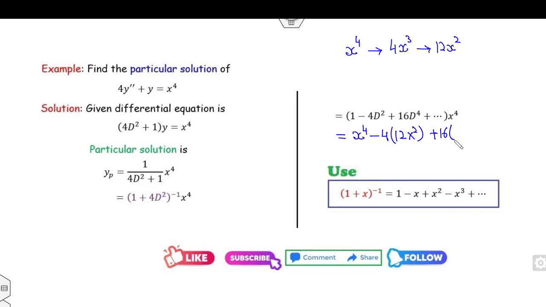Plus, what is the fourth derivative? The third derivative is 24x. The fourth derivative is 24. And the rest values are 0.